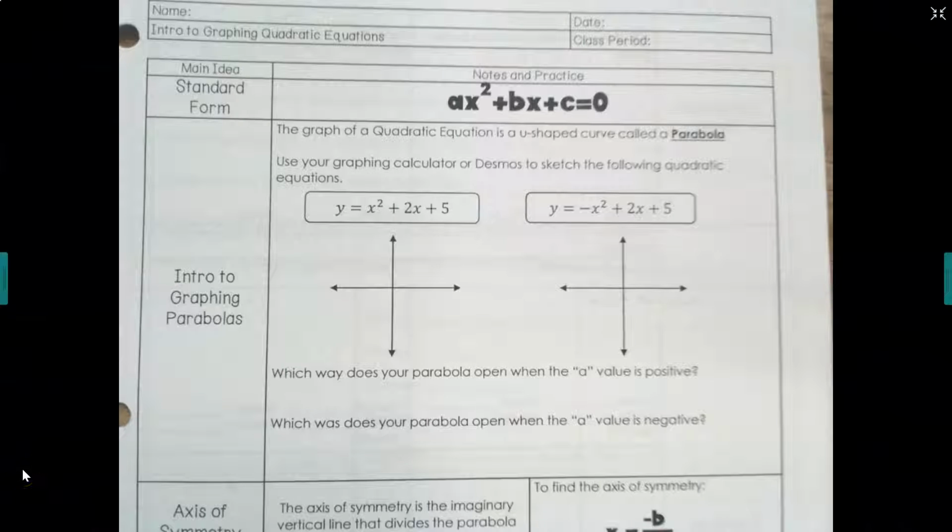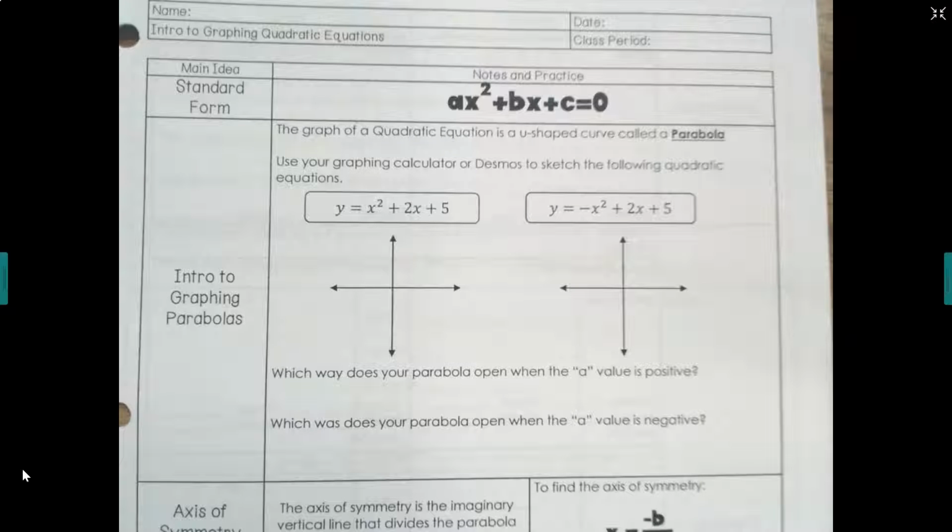Welcome to this introductory video on graphing quadratic equations. By the end of this video, you should be able to determine whether the graph of a quadratic function will open up or down, and you should be able to sketch the graph of a quadratic function and identify the axis of symmetry, the vertex, the domain, and the range.